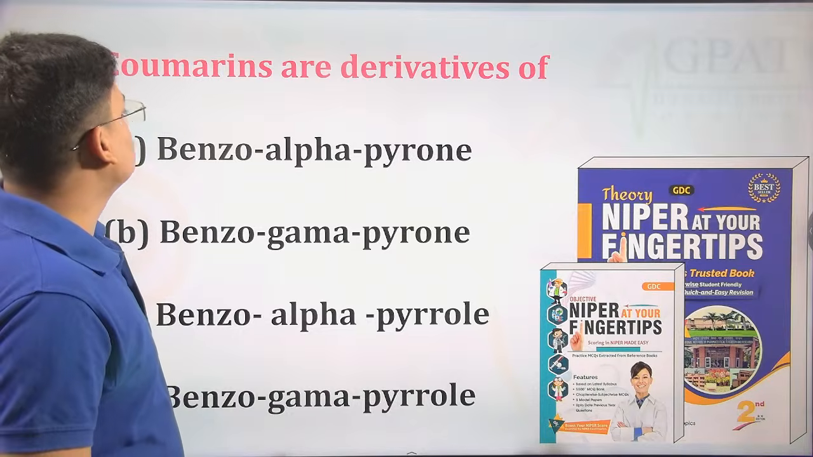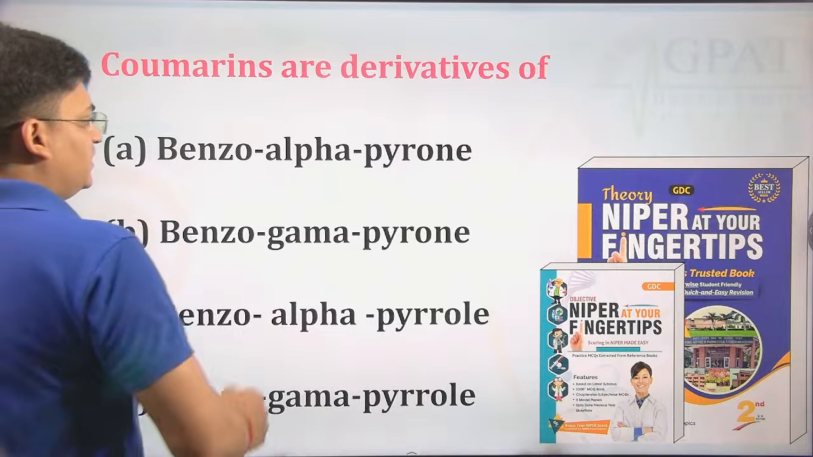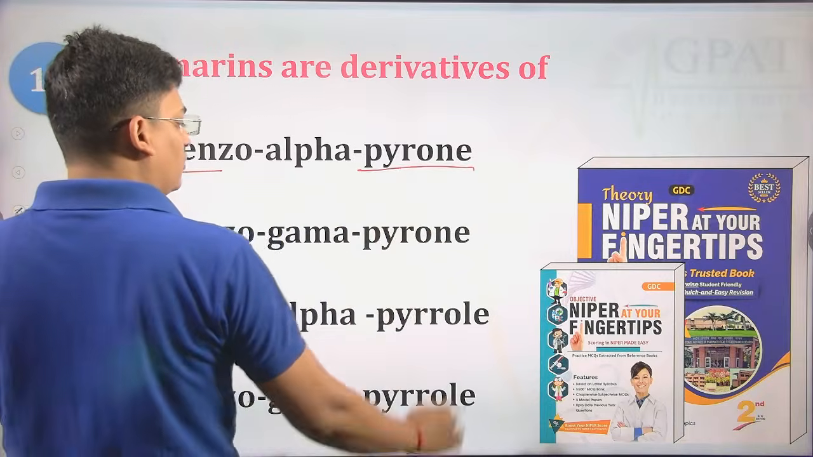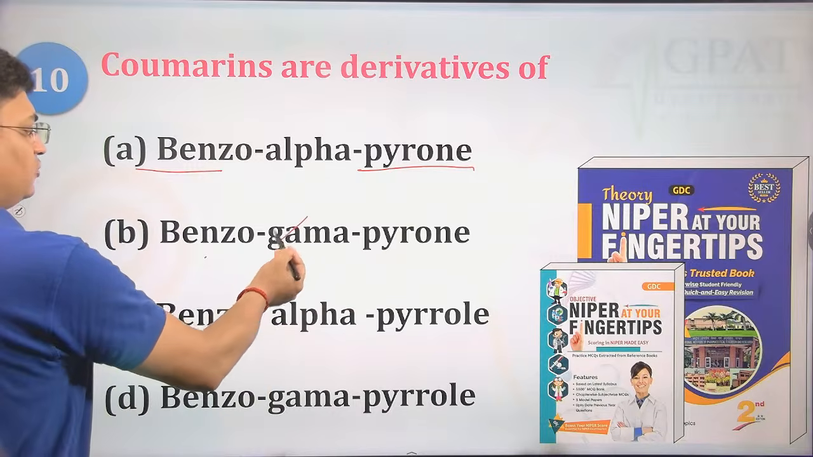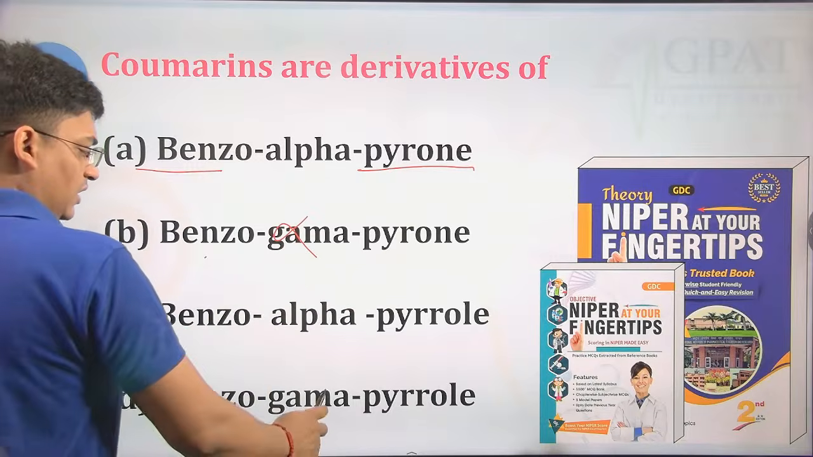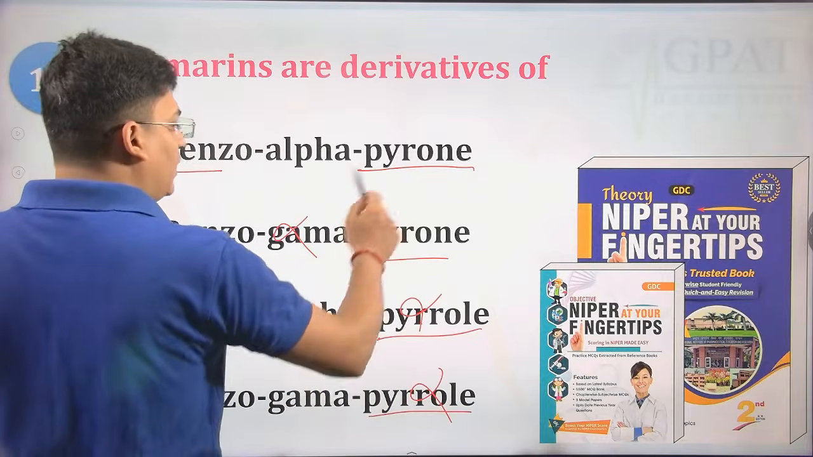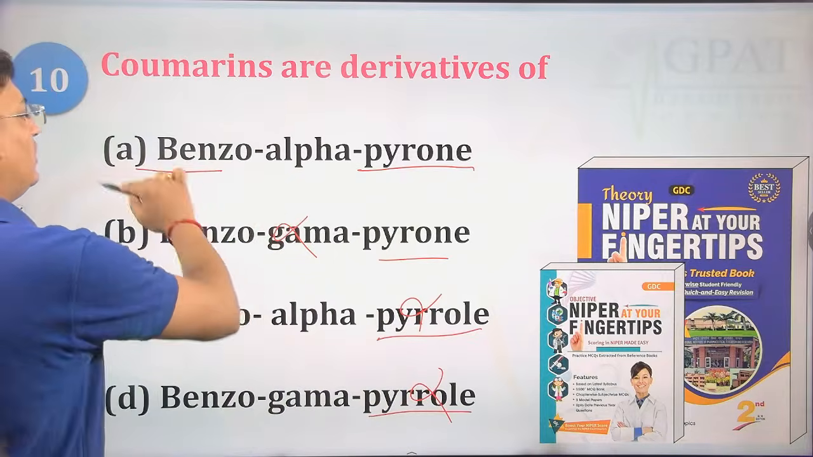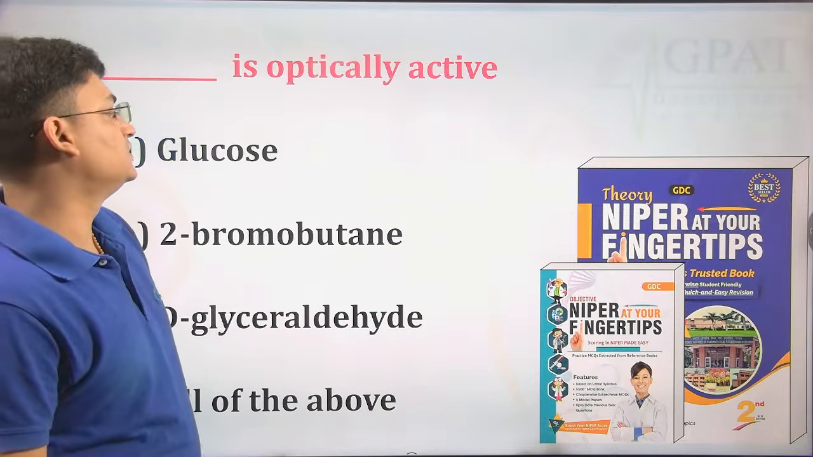Coumarins are derivatives of what? Coumarins are having benzo alpha pyrone. So yes, we are having benzo and the pyrone. Benzo gamma pyrone? No, it is having benzo alpha pyrone. And pyrrole? That is incorrect, pyrrole is not present. We are having the pyrone ring, and the benzo and alpha. Benzo alpha pyrone. So option A is the correct answer.